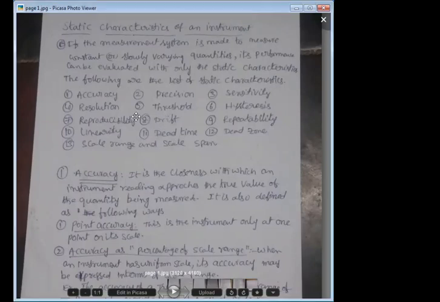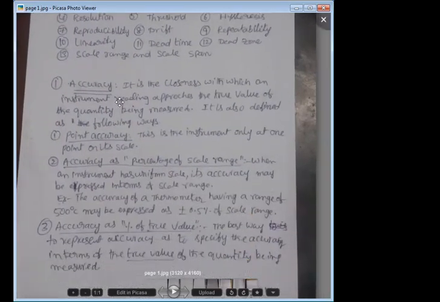Okay. So in the last class we discussed the different characteristics of an instrument. The two main types of characteristics are static and dynamic characteristics. Coming to static characteristics, the major ones are accuracy, precision, sensitivity, resolution, threshold, hysteresis, reproducibility, drift, repeatability, linearity, dead time, dead zone, scale range, and scale span. These are the major static characteristics of an instrument. And in that, the first one is accuracy.